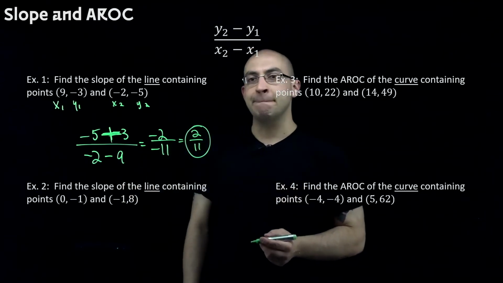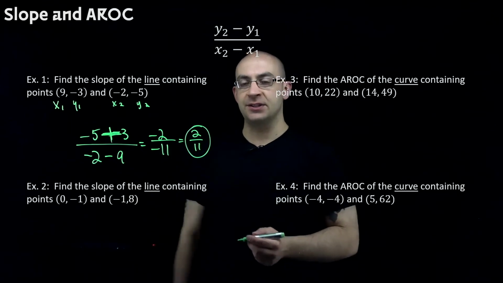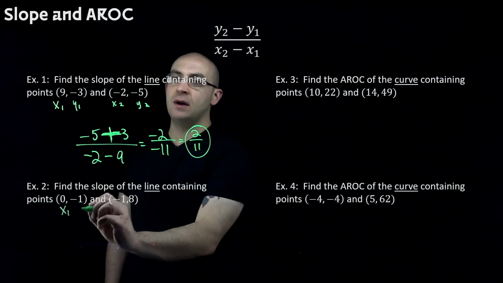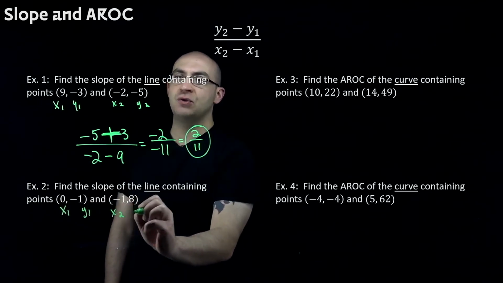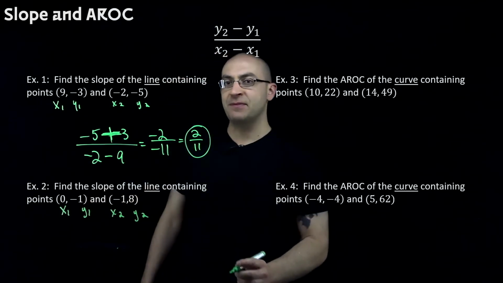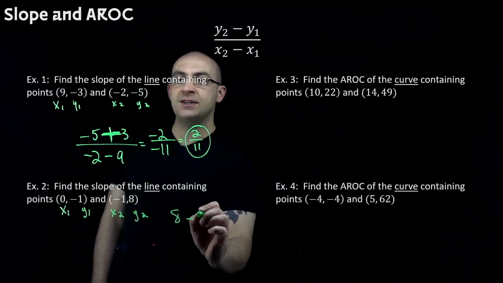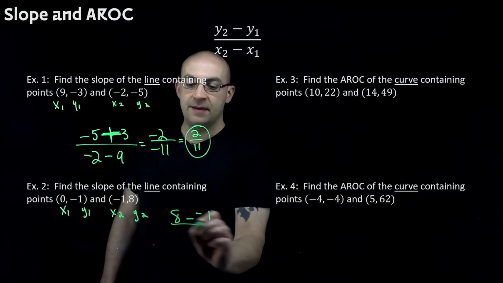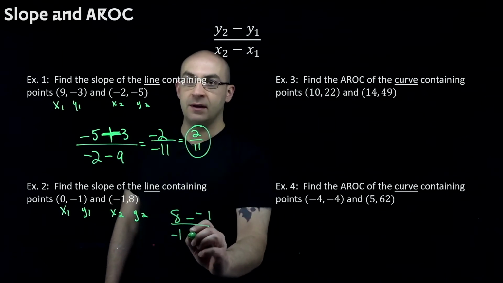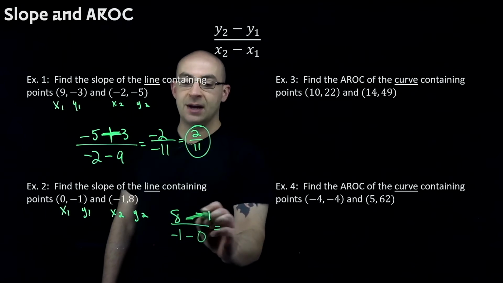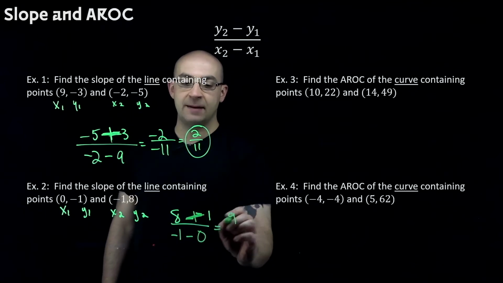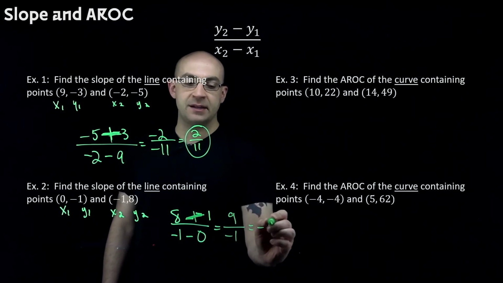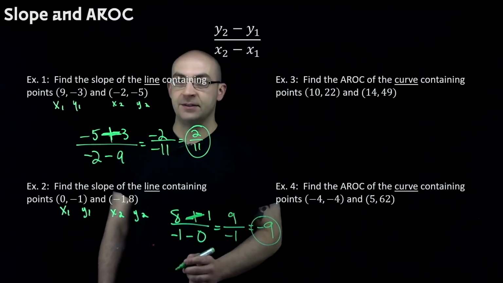Let's go to example 2. Find the slope of the line containing (0, -1) and (-1, 8). So again, I'm going to label my points, x1, y1, x2, y2, and I'm going to use my formula. 8 minus -1. And again, I'm double signing because my y value is negative. And that's going to be all over -1 minus 0. The double signs become one big plus, and that's going to be a 9. And that's going to be a -1. Now, simplifying this makes it -9, which is my final answer.